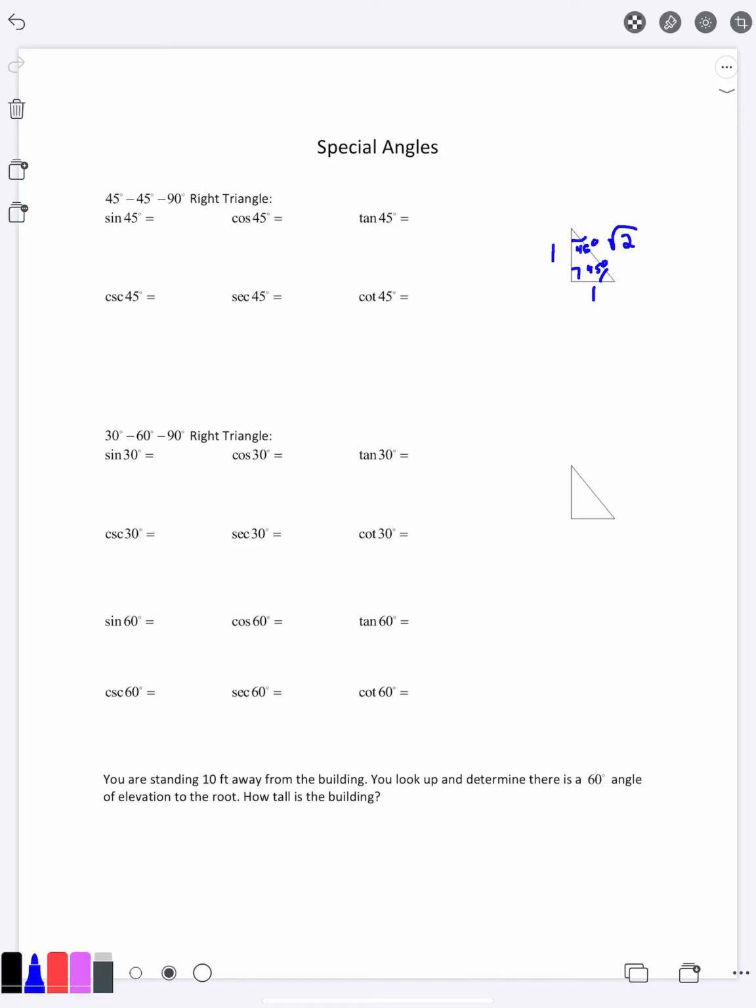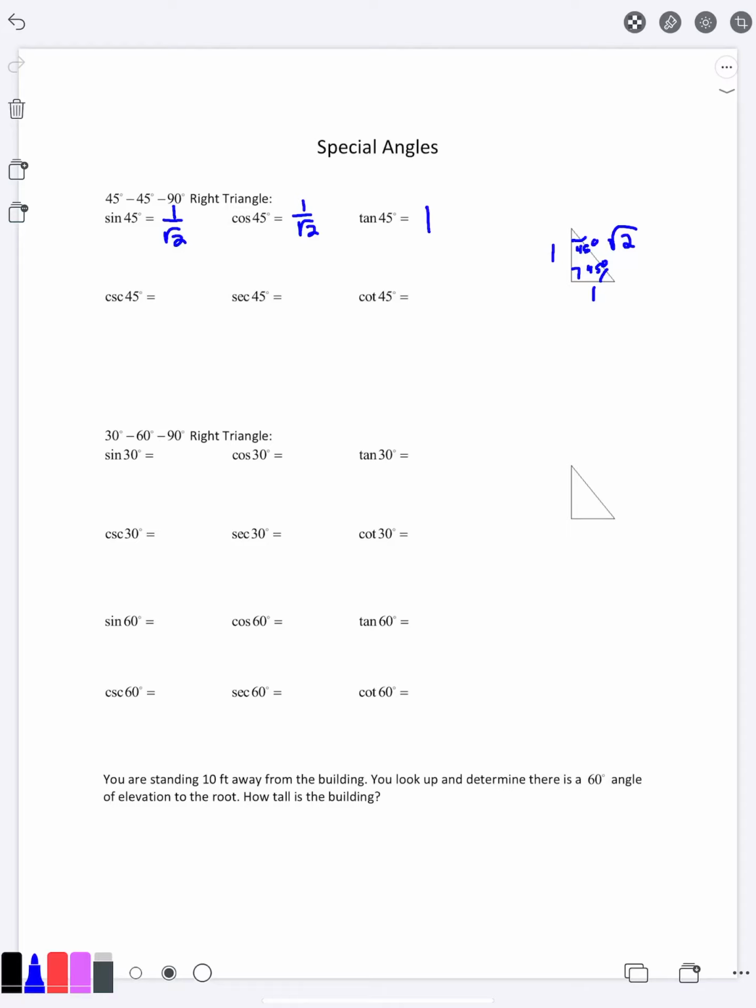And once we have those sides, then we can just use our sine, cosine, tangent, our SOHCAHTOA here. So sine is opposite over hypotenuse. That's going to be 1 over root 2. Cosine is adjacent over hypotenuse, 1 over root 2. And tangent's opposite over adjacent, 1 over 1 is 1.